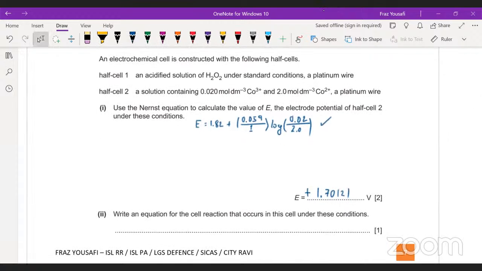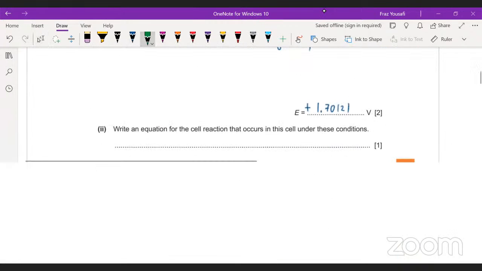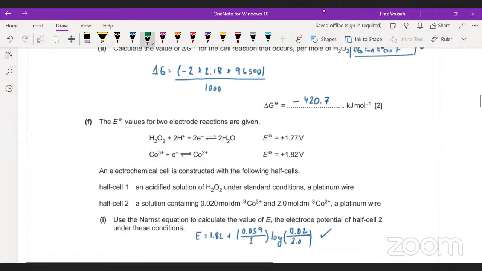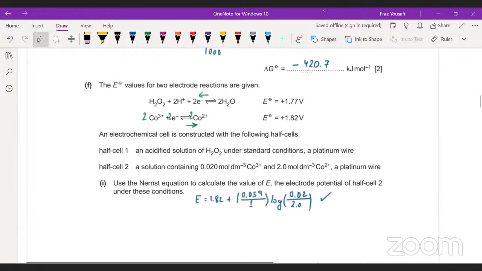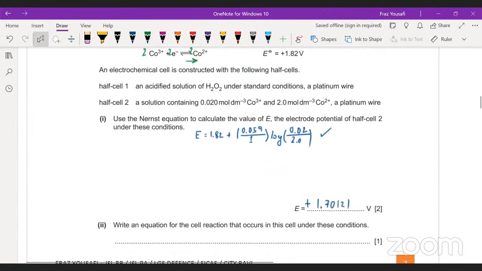Now write an equation for the cell reaction that occurs under these conditions. So remember, this time, given what we see here, we want this electrode potential to shift this way. We want this electrode potential to shift this way. We do want the entirety of this to be doubled to make sure that the cell has a balanced number of electrons. So you are going to see this as your set of reagents.